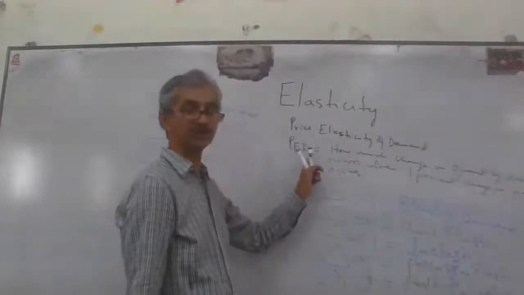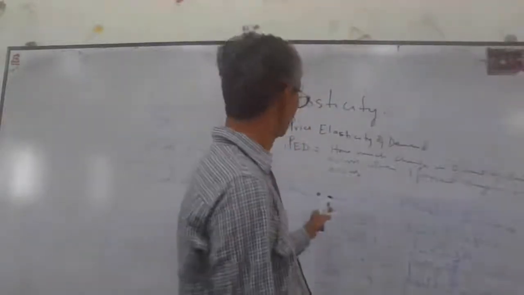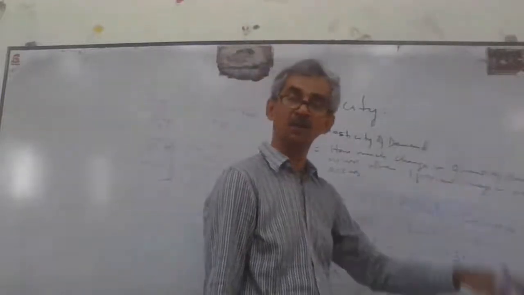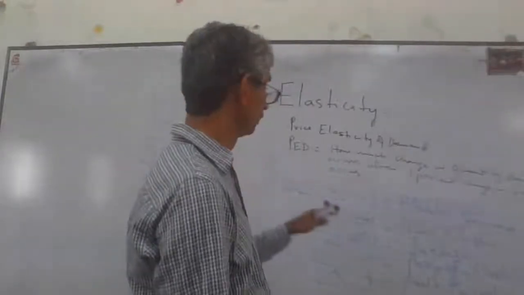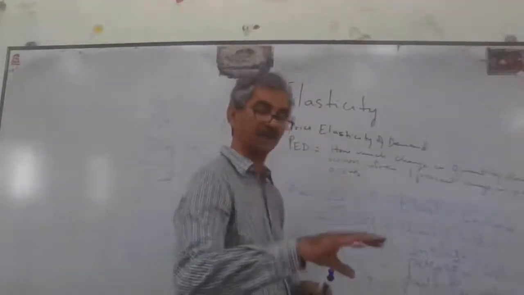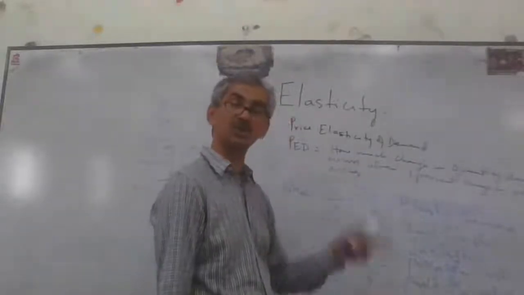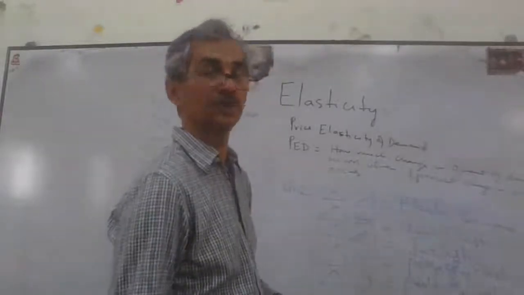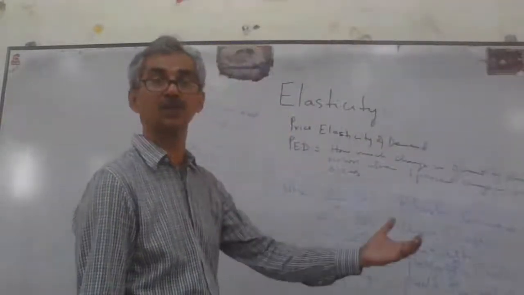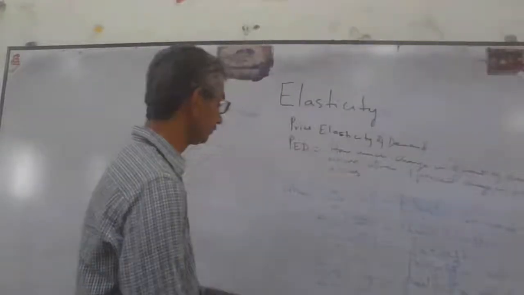When a 1% price change causes quantity demanded to change by more than 1%, we say there is elastic demand. When a 1% change in price causes a 1% change in quantity demanded, we say unit elastic. When a 1% change in price causes less than 1% change in quantity demanded, we say inelastic. When a 1% change in price causes infinite, countless change in quantity demanded, we say perfectly elastic demand. When a 1% change in price causes no change in quantity demanded, we say there is perfectly inelastic demand. So these are the different types of elasticities.